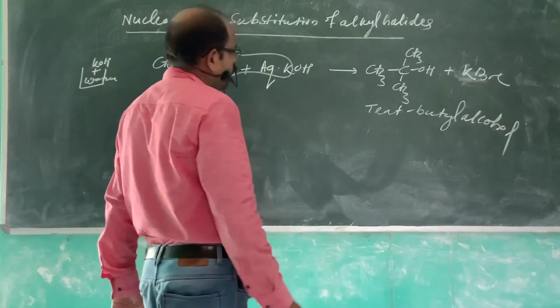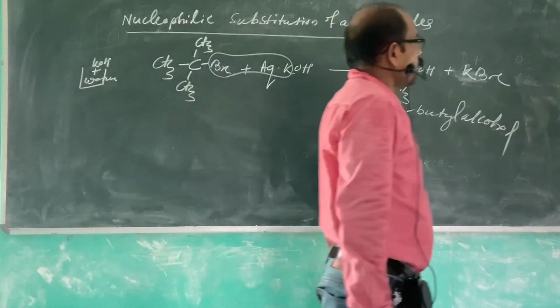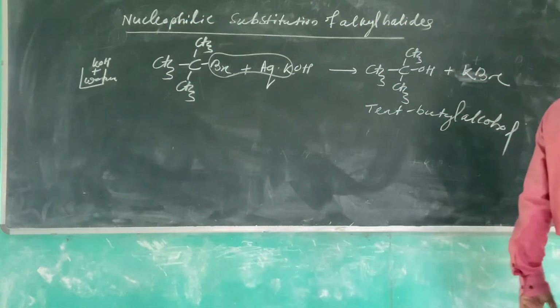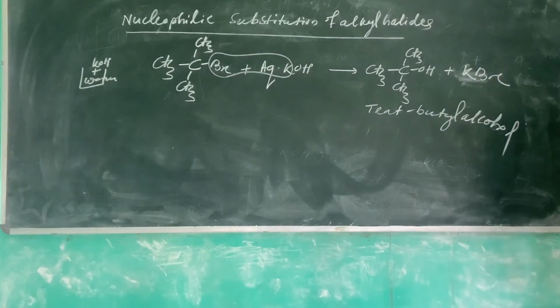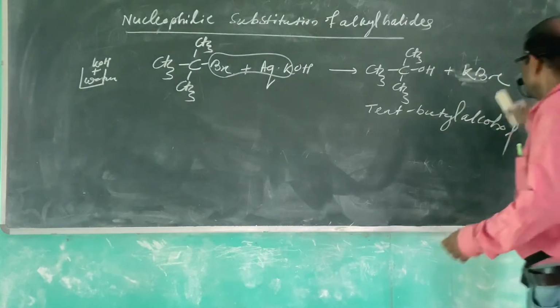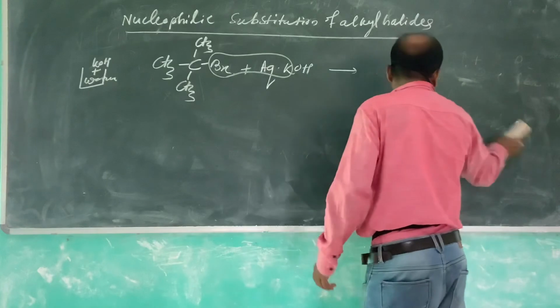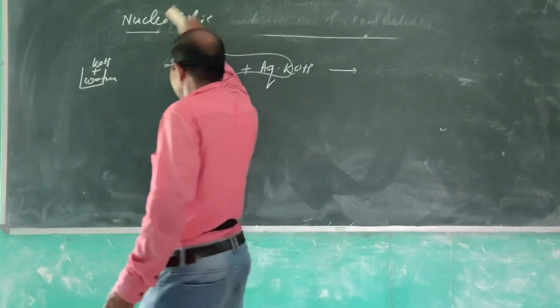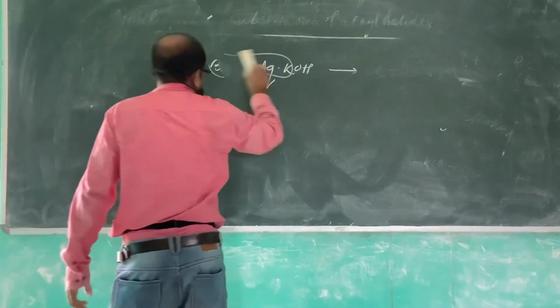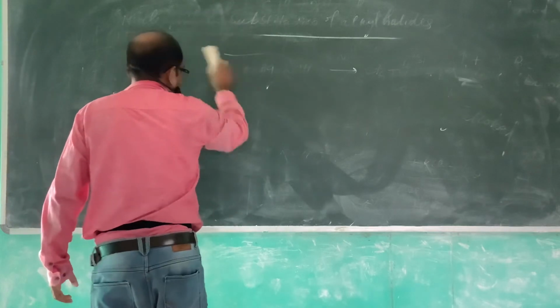The SN1 reaction follows a two-step mechanism. In step 1, that is called the formation of a carbocation state.